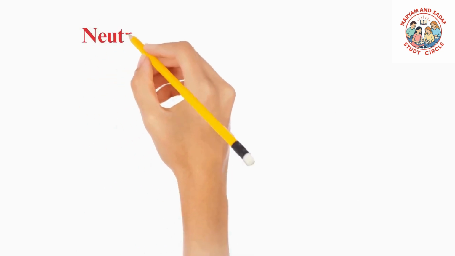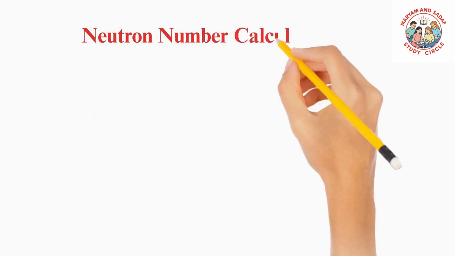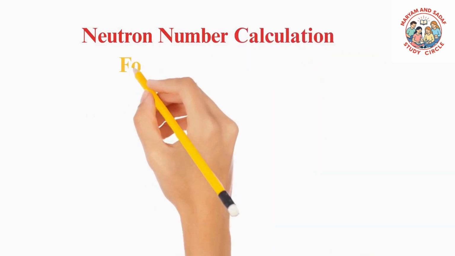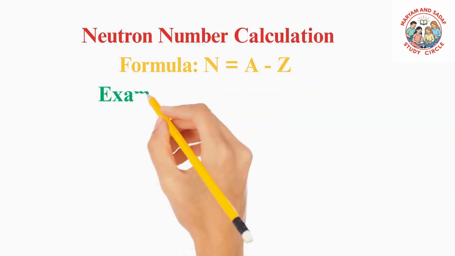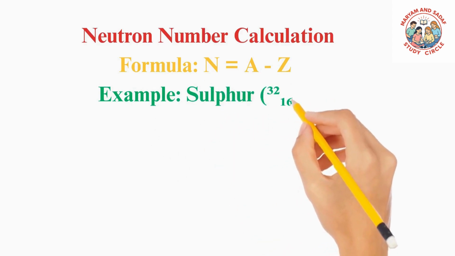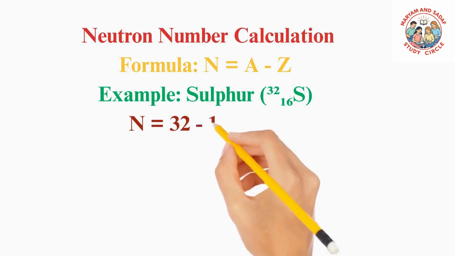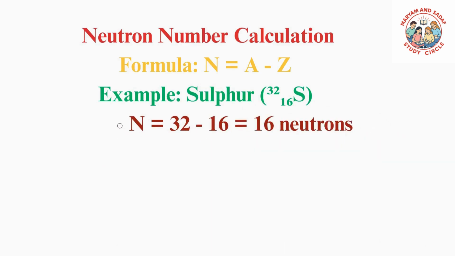For neutron number calculation, the formula used is N equals A minus Z. Example: sulfur has mass number 32 and atomic number 16. By using the formula, its neutron number is calculated.